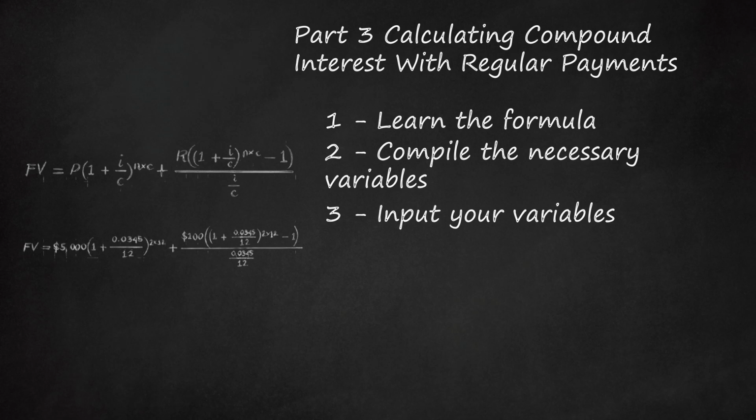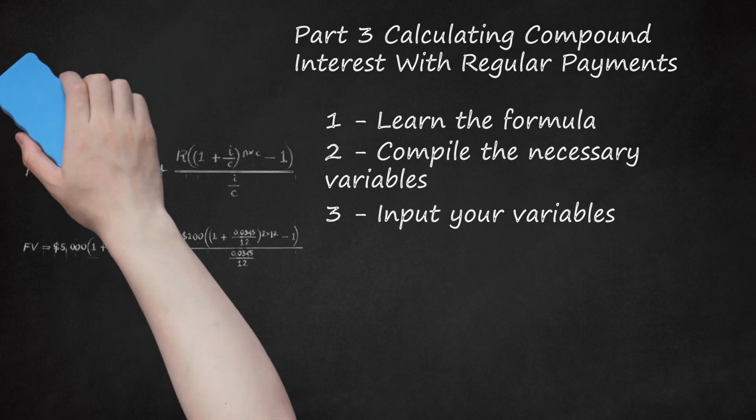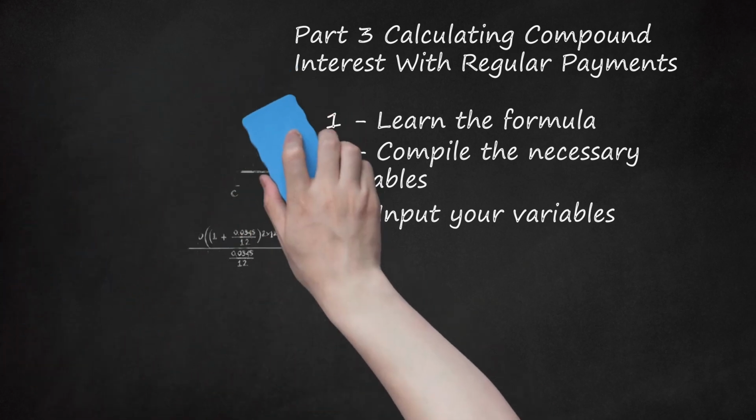FV = $5,000(1 + 0.0345/12)^(2*12) + $100((1 + 0.0345/12)^(2*12) - 1)/(0.0345/12).